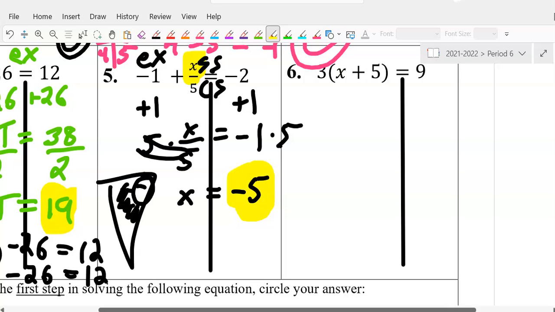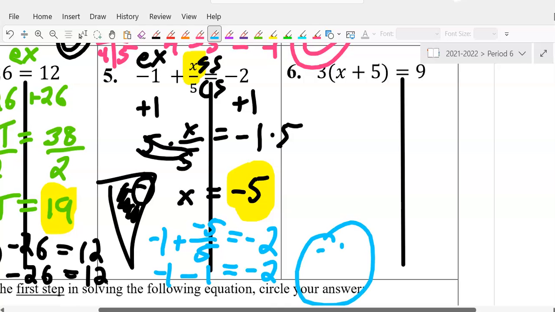So negative 5 instead of the x, right? So let's go: negative 1 plus negative 5 over 5 should equal negative 2. Well, let's see what happens. Negative 1, negative 1. That means 1 bad guy and 1 bad guy. What does that make? Negative 2 bad guys. So we got it. Yay. All right? Cool. Let's hear it for Emo SpongeBob.